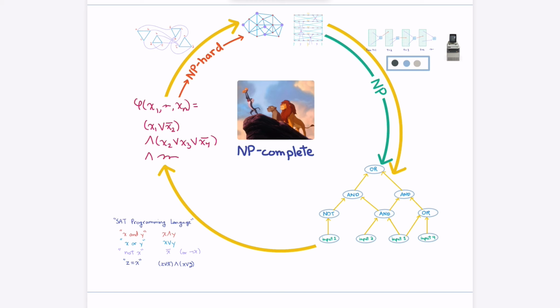But also independent set is NP hard because independent set can solve 3-SAT. Hamiltonian path is NP hard because Hamiltonian path can solve 3-SAT. And then if you take the problems that are in NP and NP hard, there's some Venn diagram. They overlap. That overlap is called NP completeness and it has the property that if there's a polynomial time algorithm for one, there's a polynomial time algorithm for all.